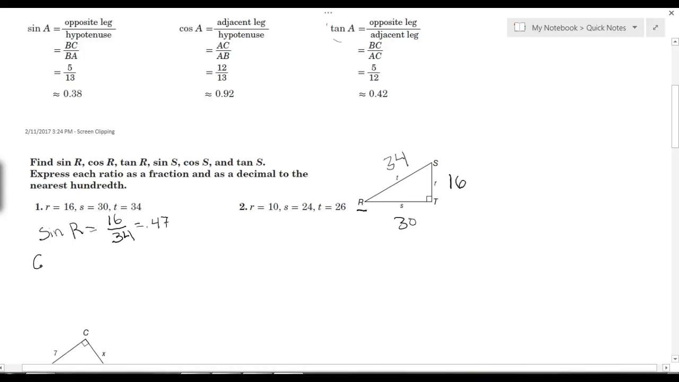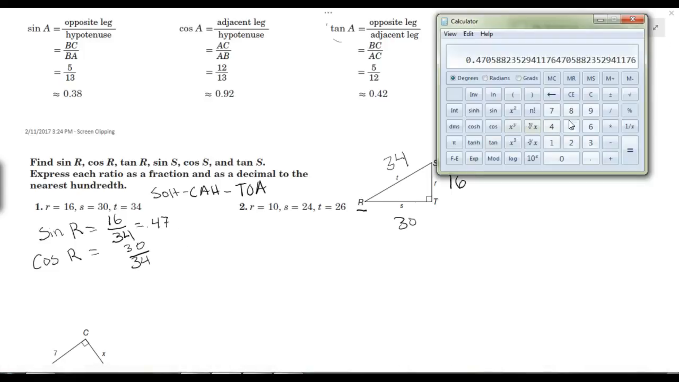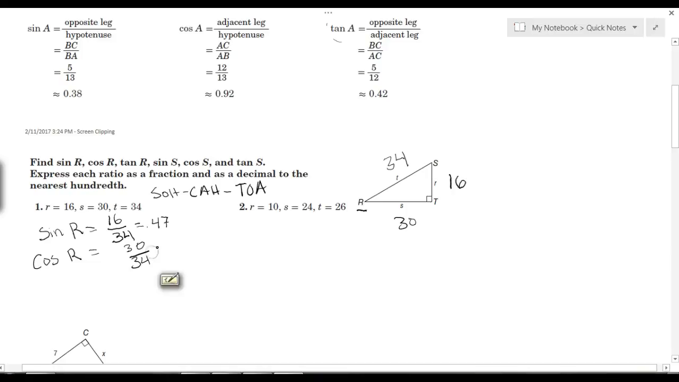My next one, cosine of angle R. Again, we're using SOHCAHTOA. So my cosine of angle R is the adjacent over the hypotenuse. So cosine equals 30 over 34. And let's see what we get for that. 30 divided by 34 gives us 0.88. So I'll go ahead and write that down.